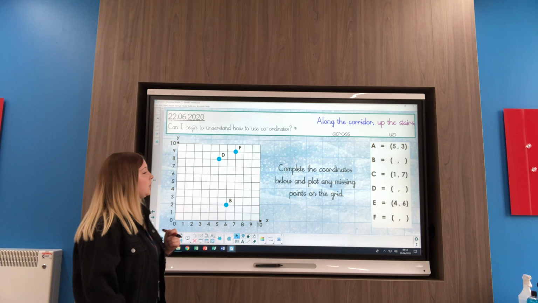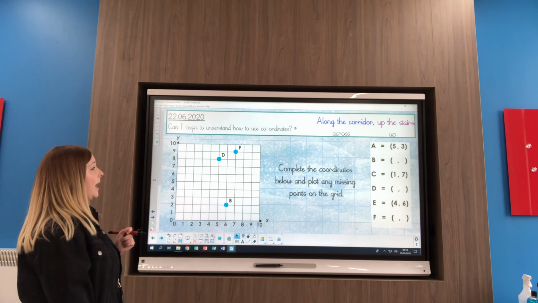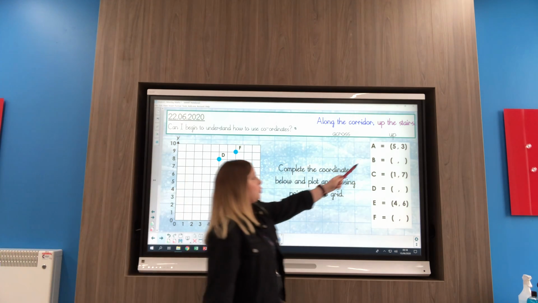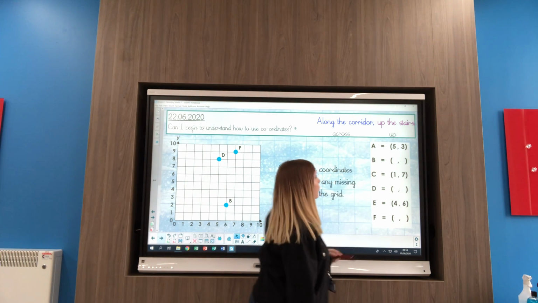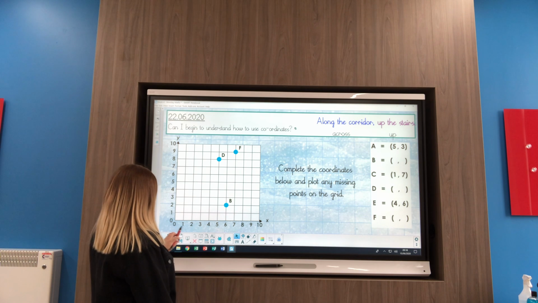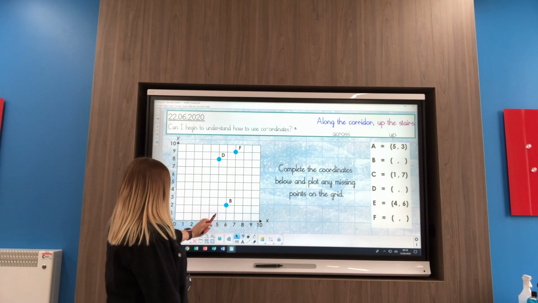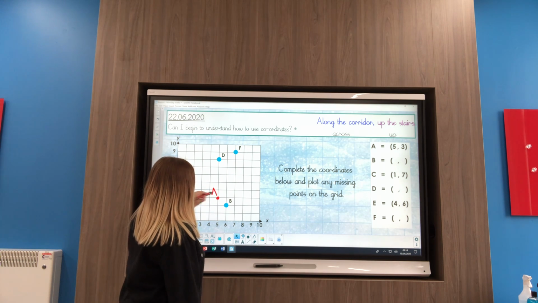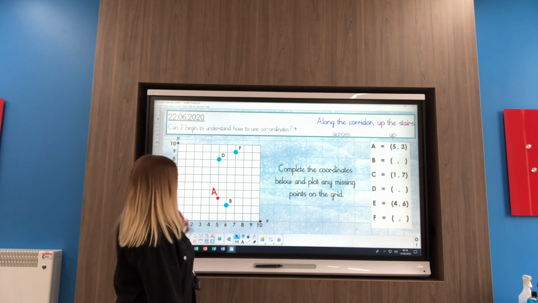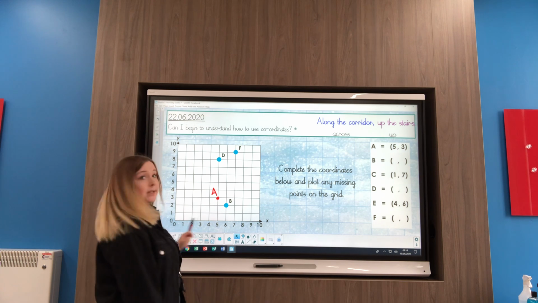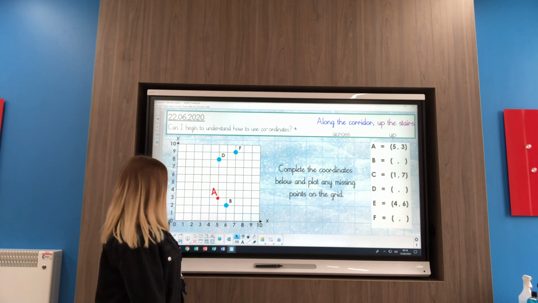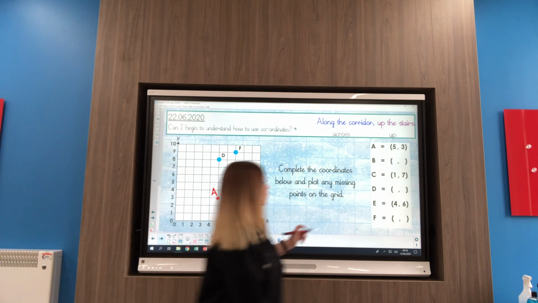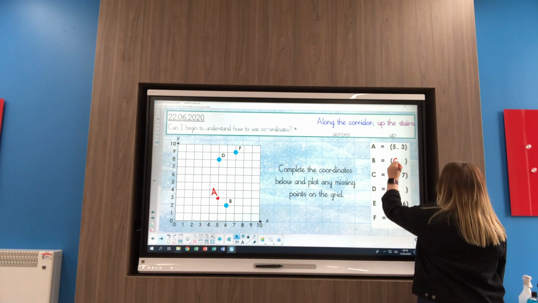Okay, next one then. So complete the coordinates below and plot any missing points on the grid. So I've got some coordinates for this one, so we need to pop that on the grid. So I'm going to go across 5, find 5, and then go up to 3, 1, 2, 3, and that one's A. Then B, so I've already got B, so I need to write the coordinates for this one. So let's find B, so I'm going to go across to 6, and then up to 2, and that can be written there.